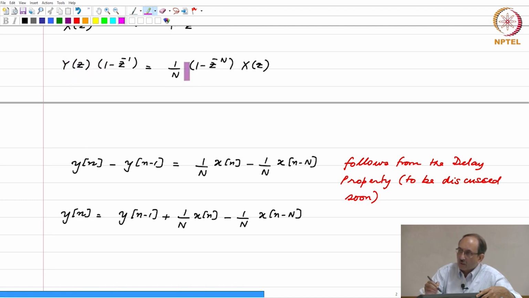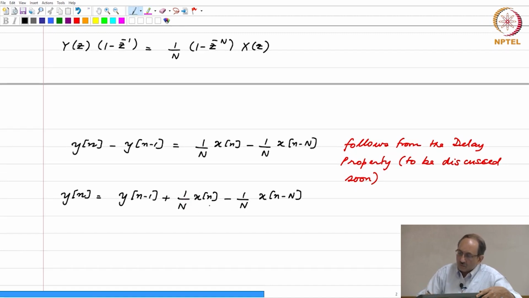Now you are able to see that if you have an FIR system and you implement it in a recursive manner, the moment you have recursion, you will introduce poles, but the system is indeed FIR, therefore the introduced pole cannot be uncancelled. In this case, the introduced pole is at z equal to 1, and it is going to get cancelled by the zero at z equal to 1.